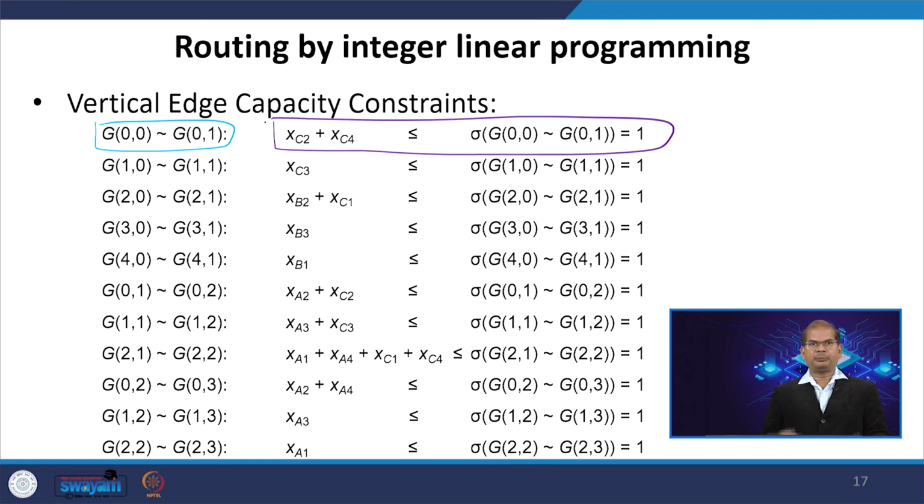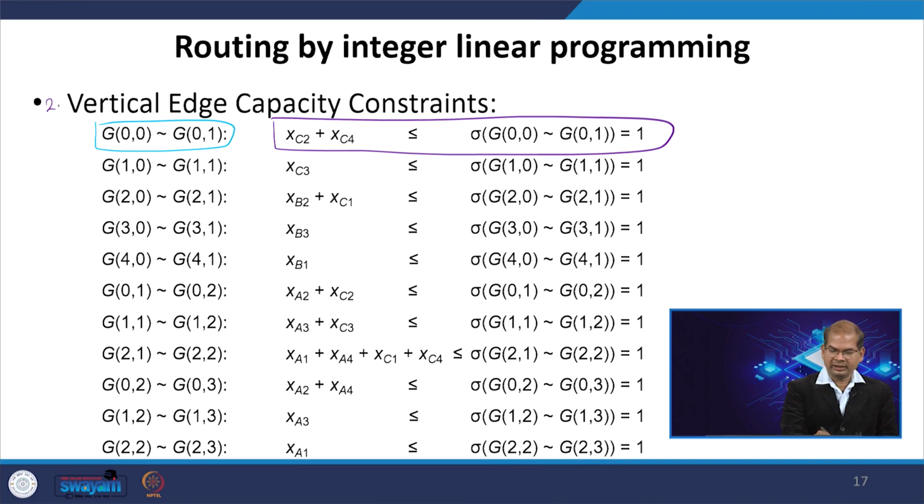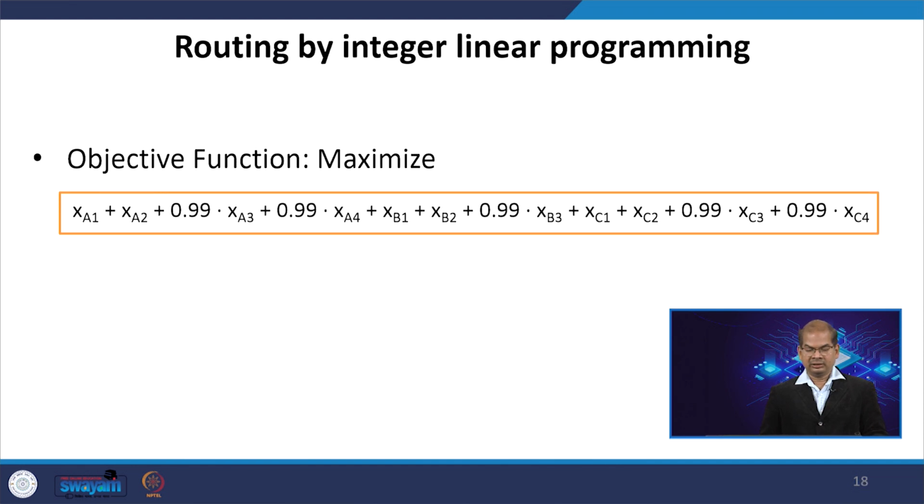This process will be repeated for all the grids, for all the vertical grids. So we have this horizontal edge capacity constraint, which is one important point, and this vertical edge capacity constraint, which is also important for the vertical capacity. Then we have an objective function.